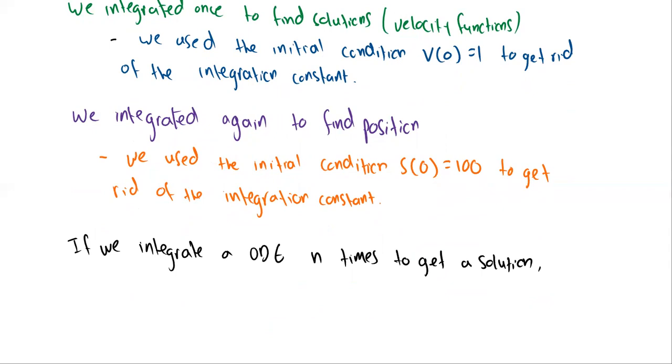That means we got n arbitrary constants. How do we get rid of each arbitrary constant? For each one of those, we need an initial condition. So then we need n initial conditions to get rid of the integration constants.